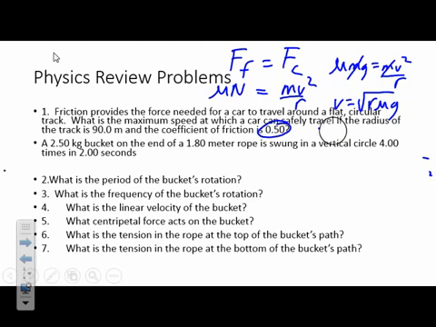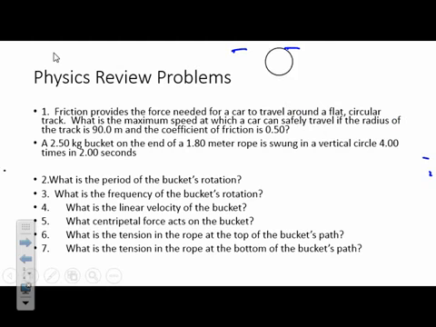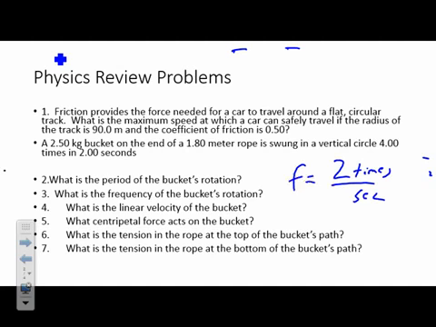Problem 2. A 2.5 kilogram bucket on the end of a 1.8 meter string is swung in a vertical circle 4 times in 2 seconds. What is the period? So this thing goes around 4 times in 2 seconds, which tells me it goes around 2 times per second. That is a frequency. How many times per second? So that's our answer to number 3. Frequency is 2. If the frequency is 2, the period is 1 over frequency. So the period here is 1/2 seconds, 0.5 seconds.